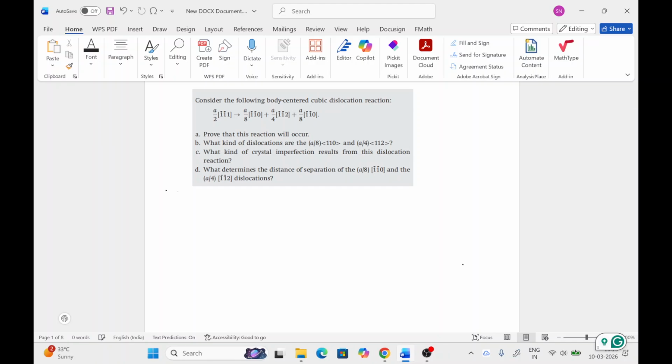For the left hand side, the b1 square will be a square by 4 times 3. This will give 3a square by 4, or around 0.75 a square.